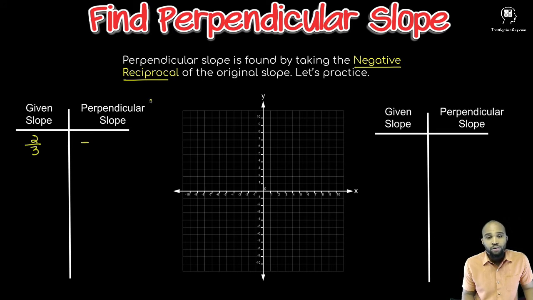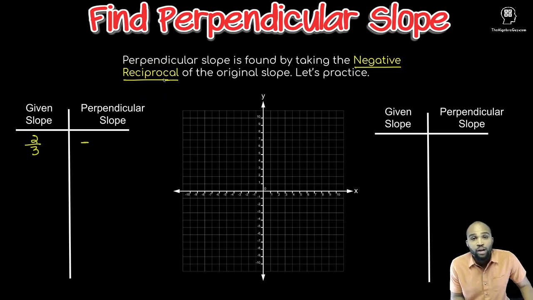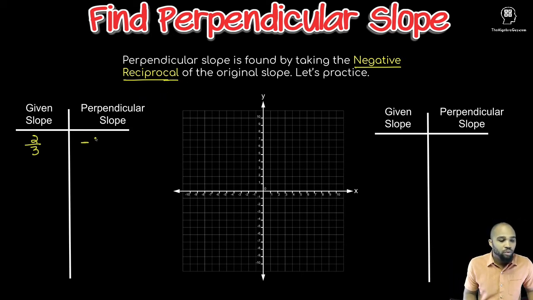In other words, we're flipping it. But I won't say flip often because I want to use the mathematical vocabulary here by saying reciprocal. So we're going to reciprocate this and go 3 over 2, so the perpendicular slope is -3/2. Now let me try another one. What if I gave you 4/3? What would be the perpendicular slope?